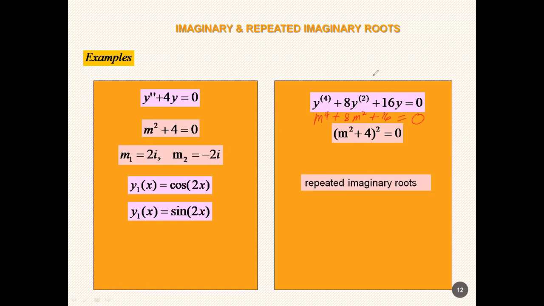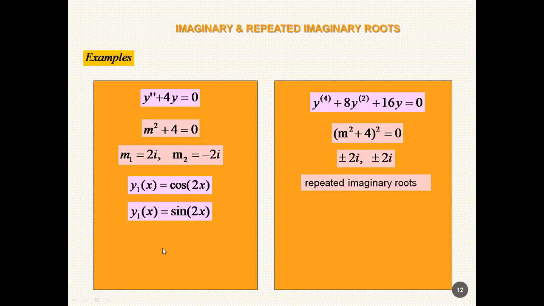So in that case, I will now clear my markings. You will have something like this: a plus minus 2i for the first, m squared plus 4, and a plus minus 2i for the second. Because you see this, it's 2. So what will you do? You have a case of a repeated imaginary root.